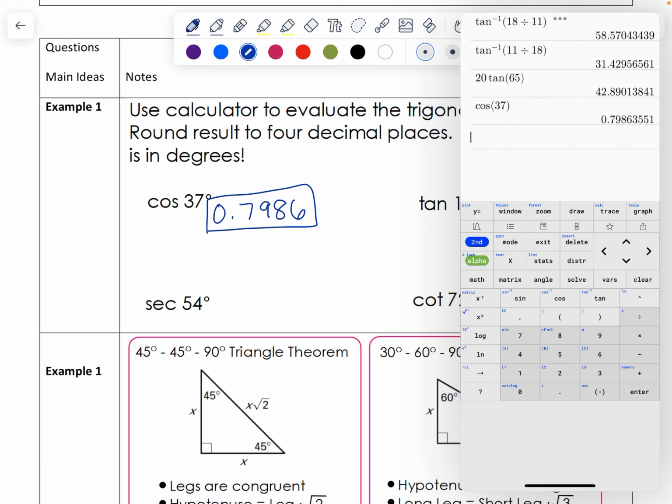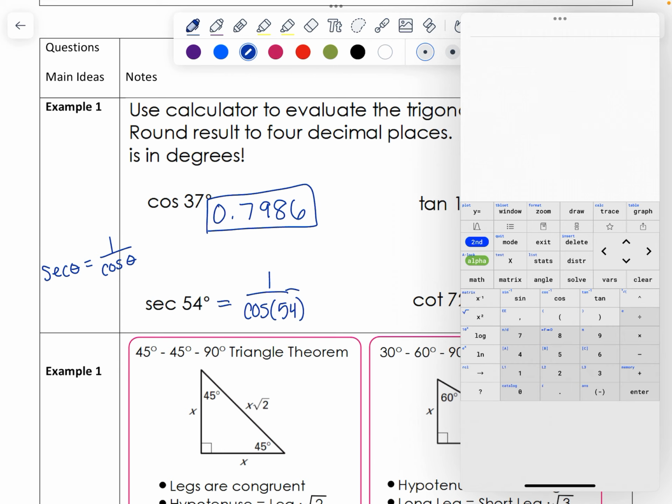So what we have to remember with secant is that it is the reciprocal: secant of an angle is defined to be 1 over cosine of that angle. And so if you want to find the secant of an angle, and that's not a right triangle, you have to type it in as 1 divided by cosine of that angle. So if you do 1 divided by cosine of 54, oops, that was not right. 1 divided by cosine of 54, that will give you the correct value for the secant of that angle.